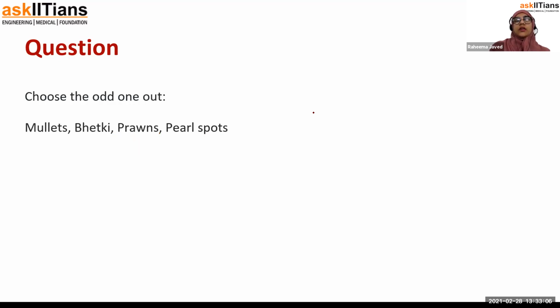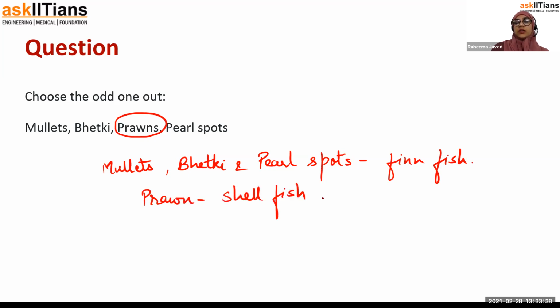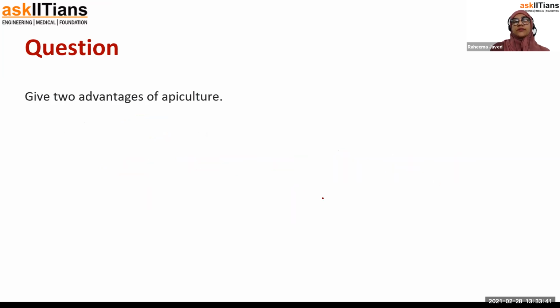Then choose the odd one out from mullets, bhetki, prawns, pearl spots. Out of the four examples, prawns is the odd one out because mullets, bhetki, and pearl spots are examples of fin fishes, and prawns is an example of shellfish. So let's move on.